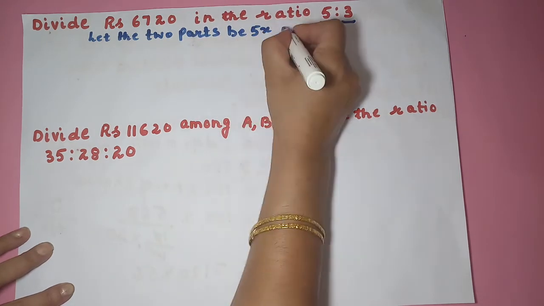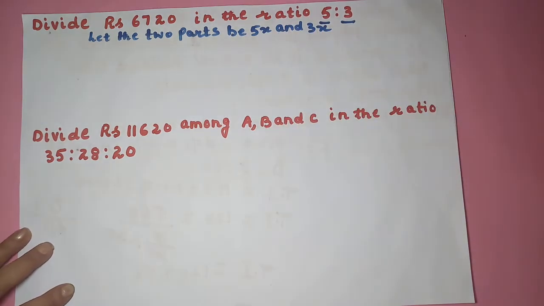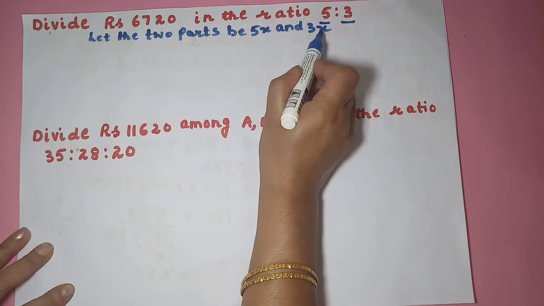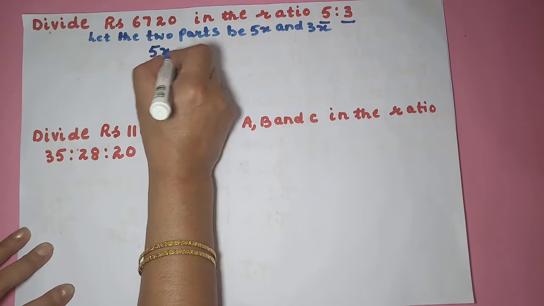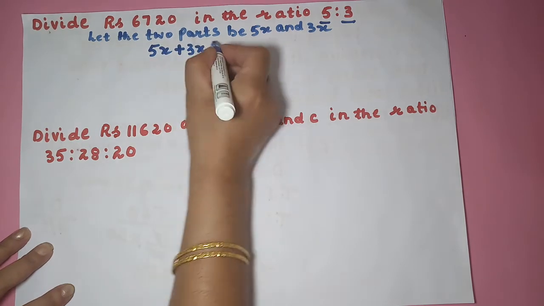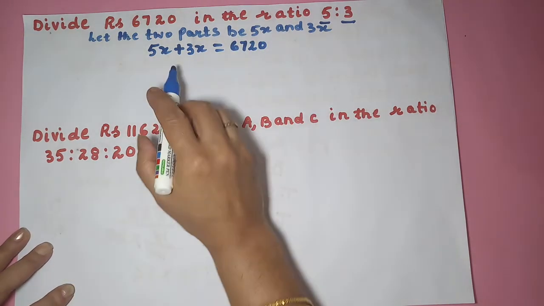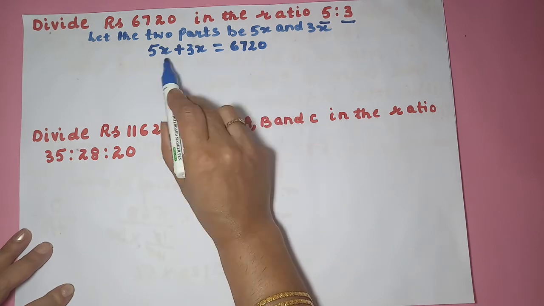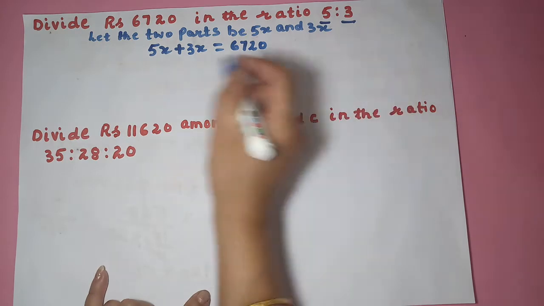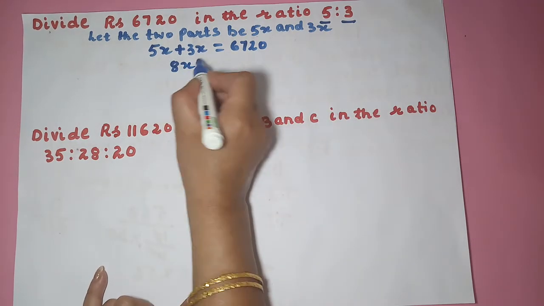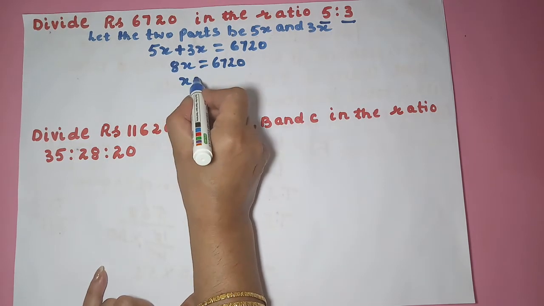5x and 3x, right? What does that mean? Does it mean that if we add 5x and 3x, we will get 6720? Yes. So, we got 5x plus 3x equal to 6720. So, when we'll get the value of x from this expression, we will get the two parts of 6720, right? So, here we'll get 8x equal to 6720.